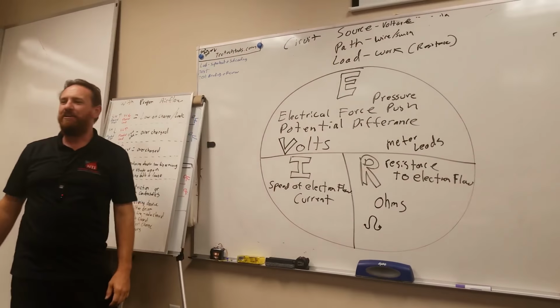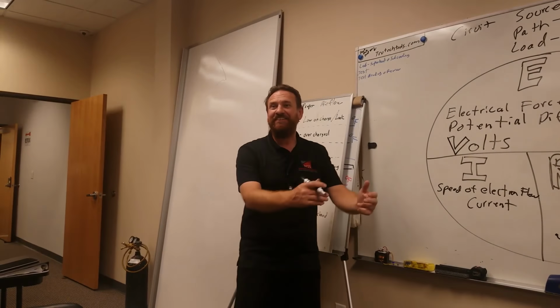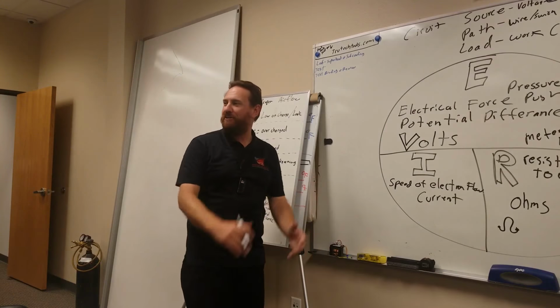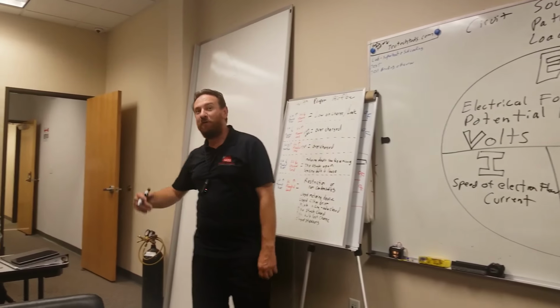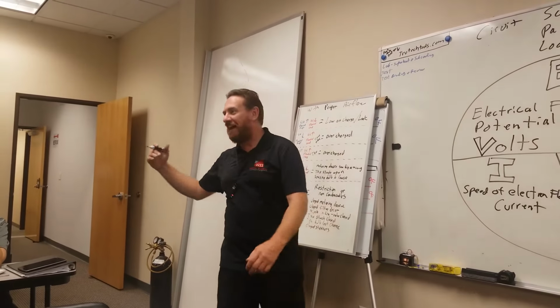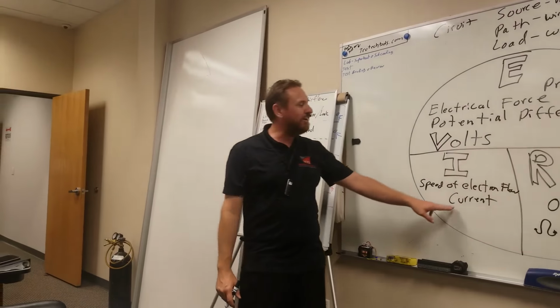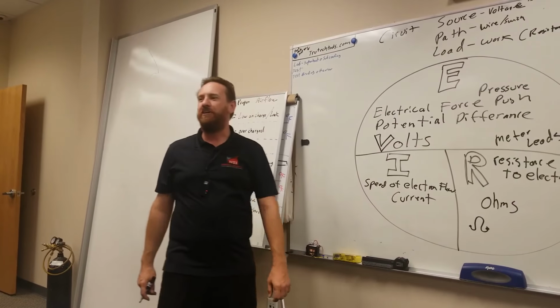Current. Anybody ever been in a river that had a current? Right? The stronger the current, the faster it flowed. You ever been in an ocean where you had a rip current? That was a very fast flow that ripped you out to the sea. Current is also speed of electron flow.